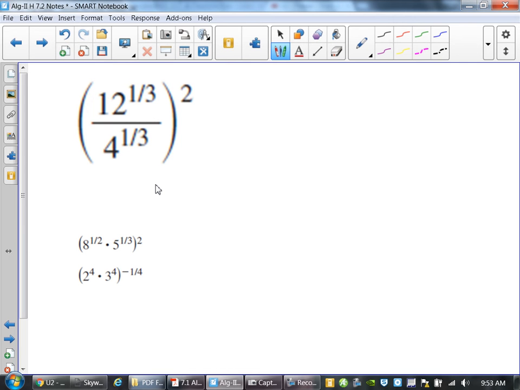Twelve to the third, 4 to the third. Do I have the same bases here? No. So is there really anything I can do here? Maybe. Not right now. Not at the moment, no. So let's do the power to power, and then I'm going to show you what happens when you rewrite. When I do the power to power here, we're going to get 12 to the 2/3 over 4 to the 2/3. Does everybody agree on that?